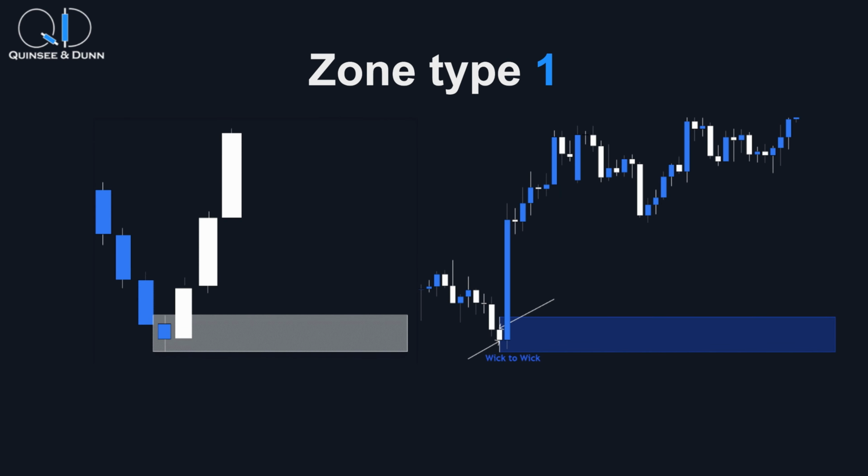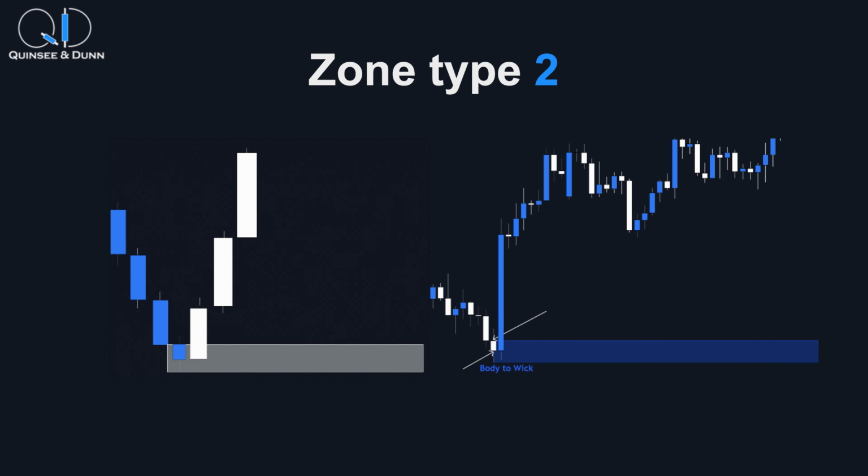So this is zone type 1, the wick to wick. I would say this is the most traditional way. This is also the way that I mark up my zones, because I've noticed you can still get a great risk to reward, and also you get the opportunity to get into more trades than the other types I'm going to go over.